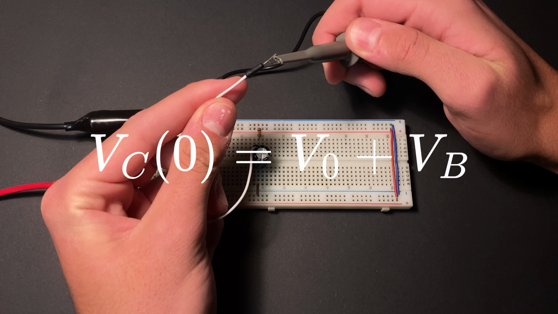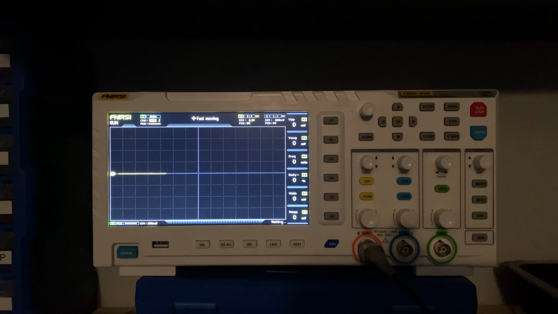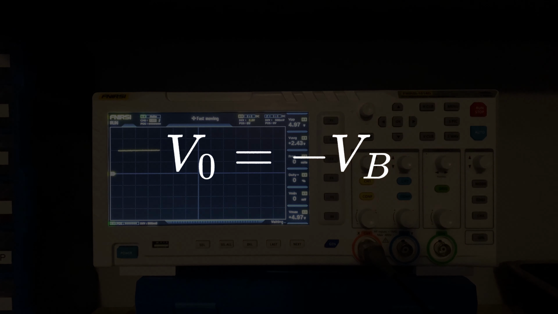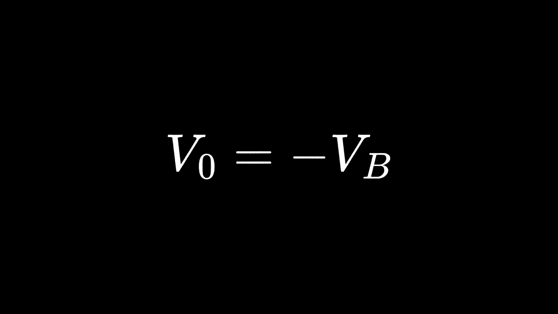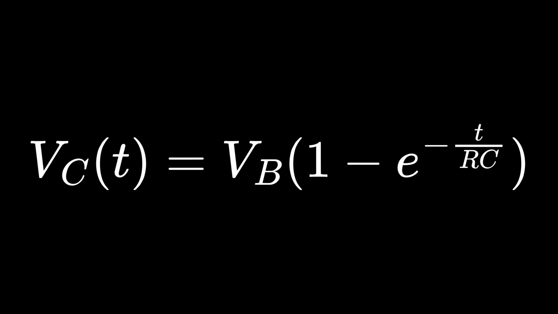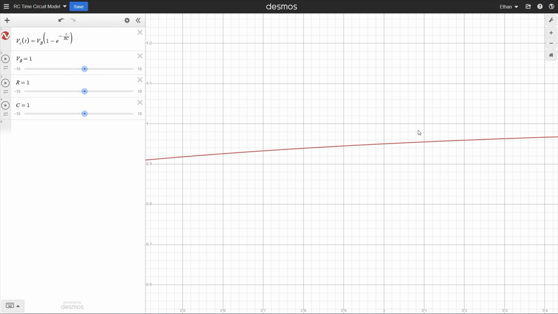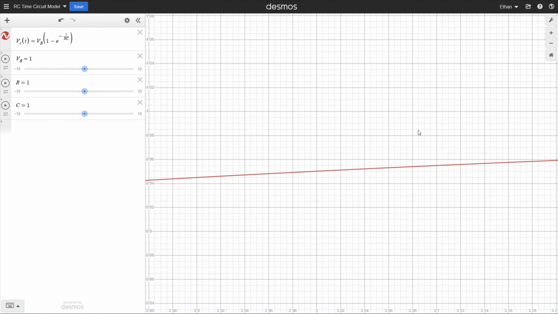At time t equals 0, the equation turns into this, because at the beginning the capacitor is uncharged, and thus algebraically, the voltage of the capacitor is equal to the inverse of the battery voltage due to KVL. This means that we can factor out the variables out of the equation and be left with a final one. However, graphing this function yields a function that never quite reaches the original charging voltage, and this is true.